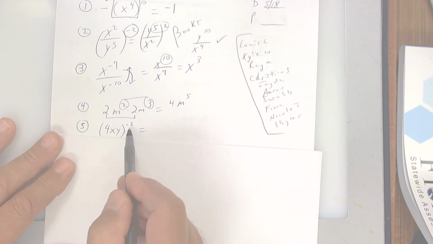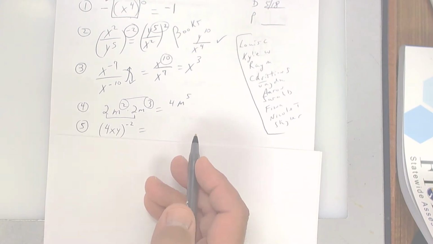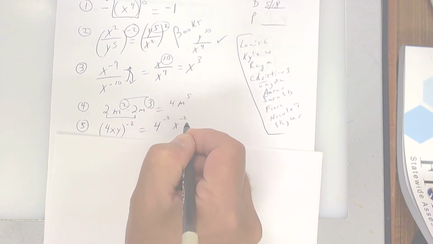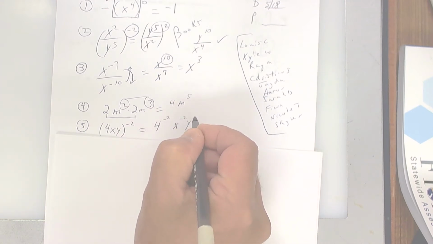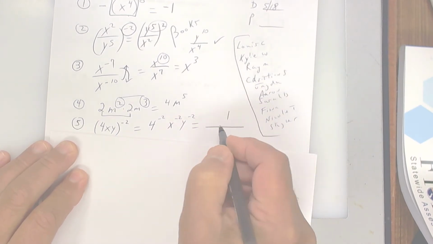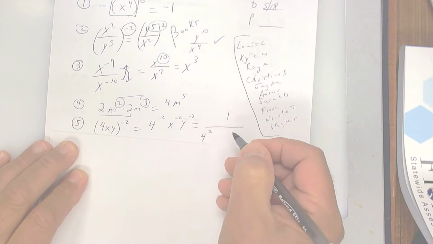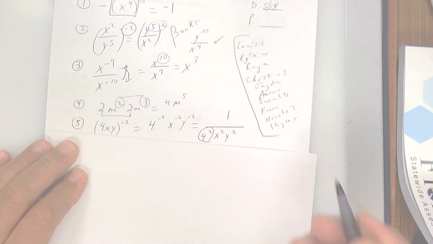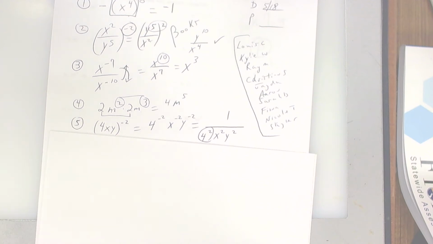This one right here, everything inside here gets a -2, so it's going to be 4 to the -2, x to the -2, and y to the -2. And then what you're going to do is drop everything down here, and it's going to be 4 squared, which is 16, x squared and y squared. So you would just change that to a 16 and you're done.